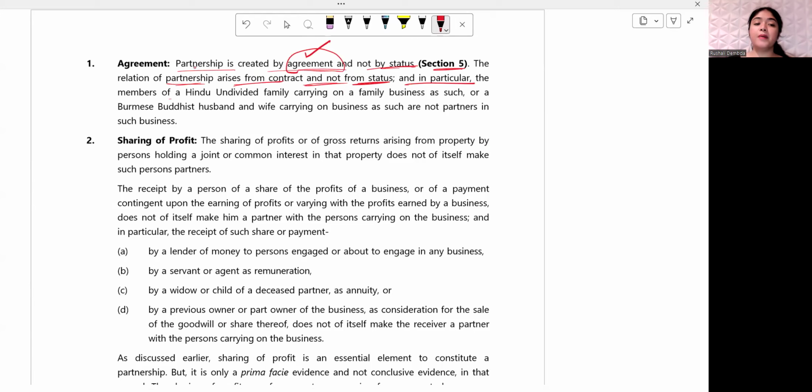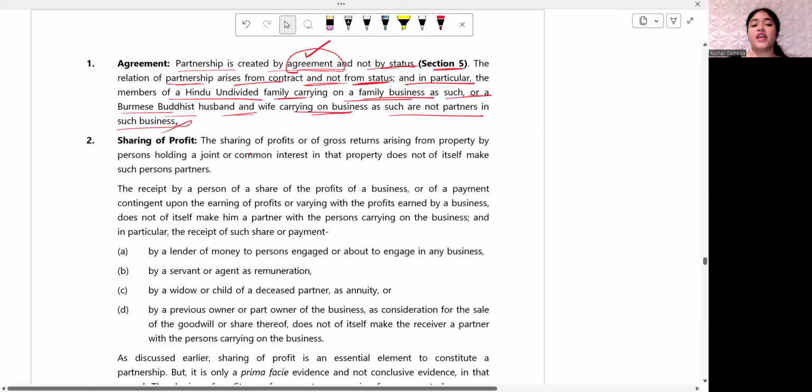And in particular, the members of a Hindu undivided family carrying on a family business as such, or a Burmese Buddhist husband and a wife carrying on a business as such, are not partners in such business. So, members of a Hindu undivided family and the husband and wife in the Burmese Buddhist, what they say is they can run the business together. If they are carrying on a business together, still they cannot be considered as partners of the business. They'll be considered under HUF business.